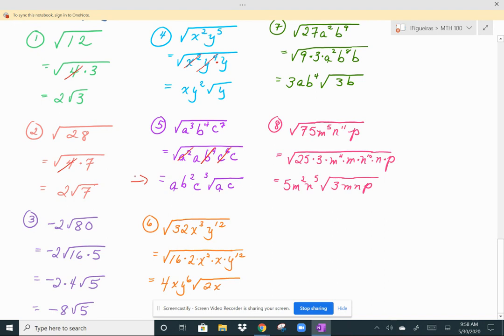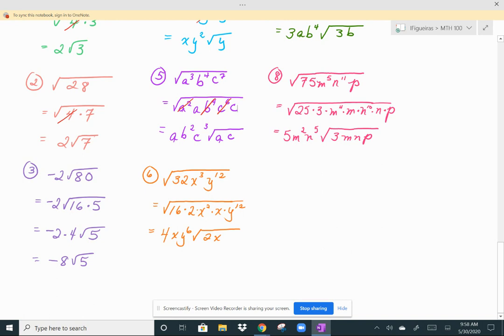Okay, number 6. Here I have the square root of 32 x cubed y to the 12th. So here I have a combination of coefficient and variables. So my variables are fine. Those are both divisible by 2. I don't need to worry about rewriting them in a different way. But 32 is not a perfect square.